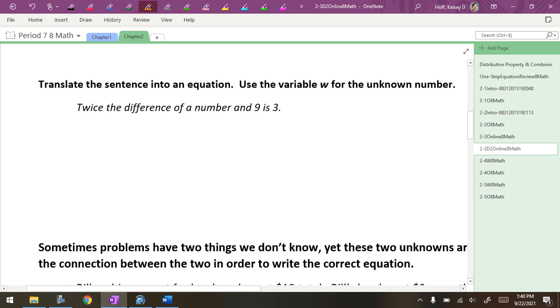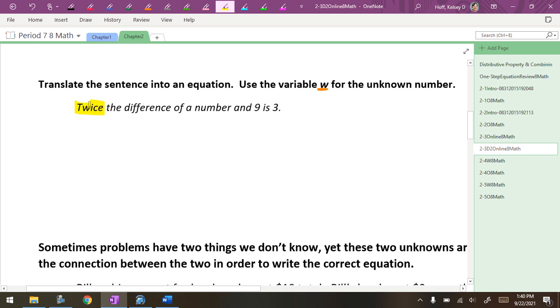Okay. Today we're going to step this up though. Translate this sentence into an equation. Use the variable w for the unknown. Twice the difference of a number and 9 is 3.